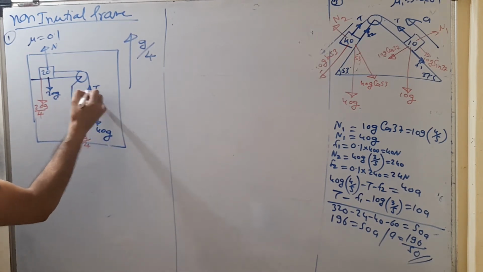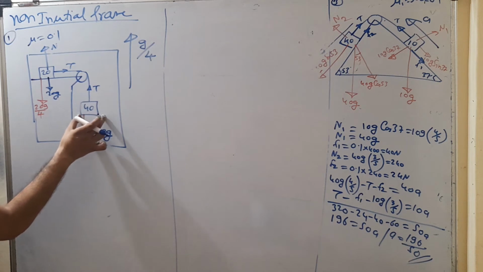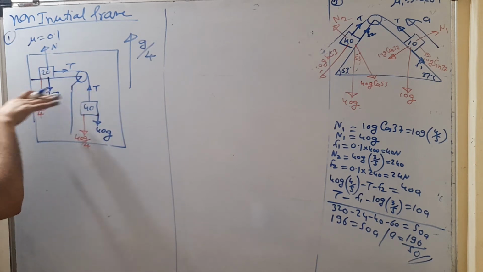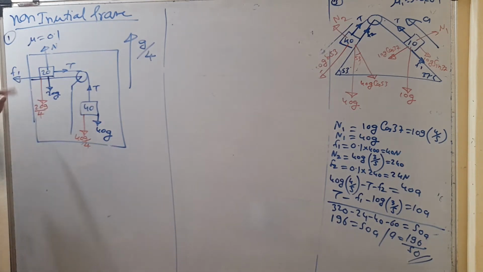Now look here, tension T will act this way. On this block tension will be acting forward. Here this block is in air, so no friction will act on it, but this block is over a surface, so we are going to get a friction here, F1. I can calculate this F1.